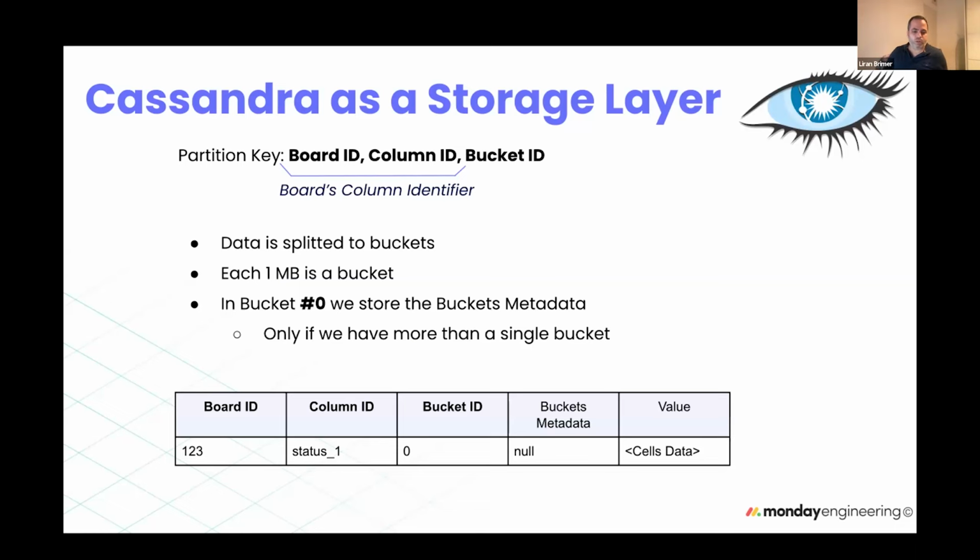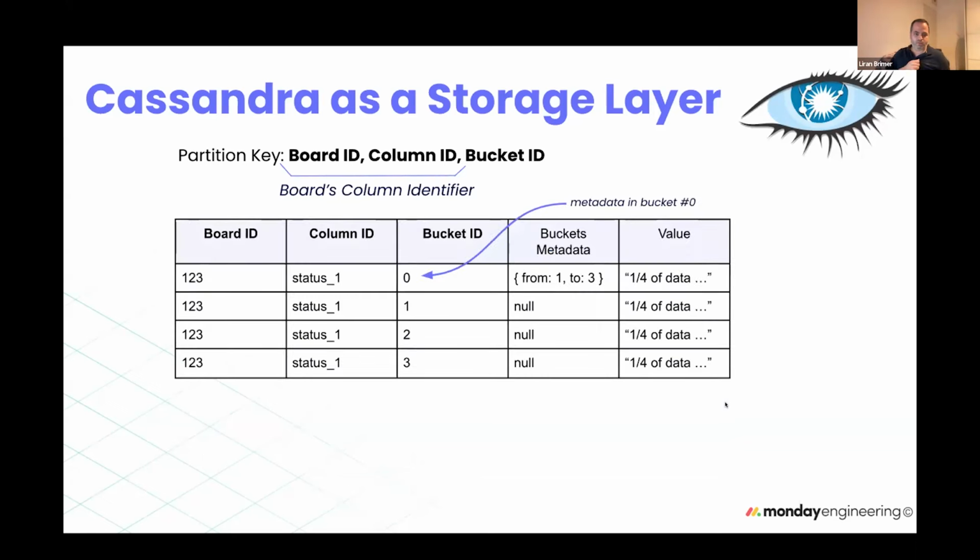In bucket 0, we treat it specially. In bucket 0, we store the bucket's metadata, and we only store it if we have more than a single bucket. So usually when the column is small, we don't have any bucket metadata. We only have bucket 0, and then the value is just the cell values of that column. All the statuses, like done, done, done, stuck, stuck, stuck.